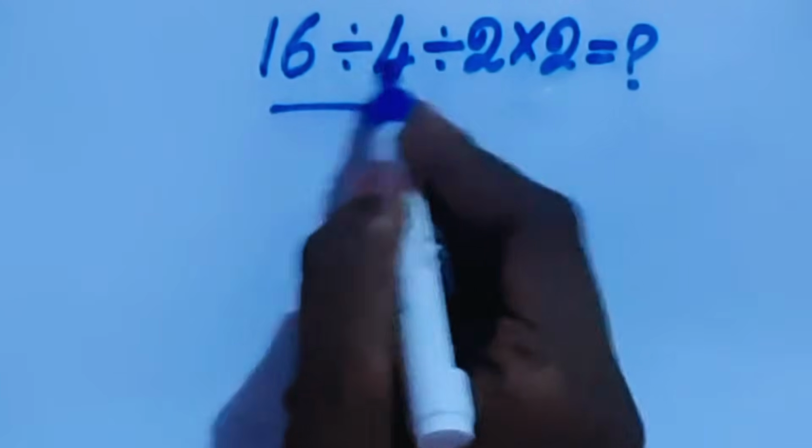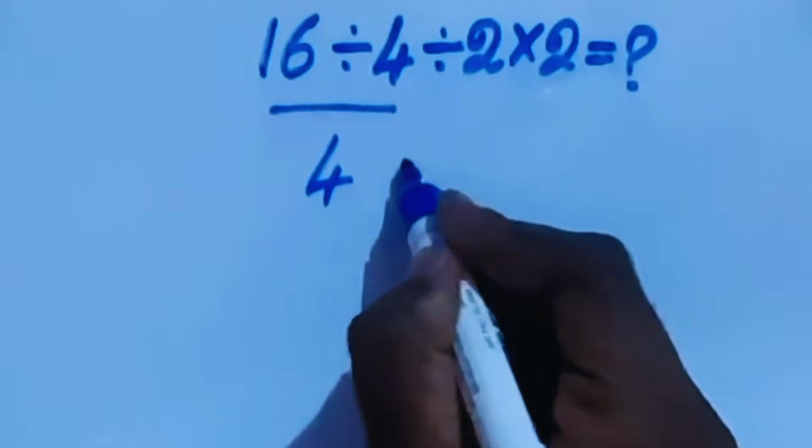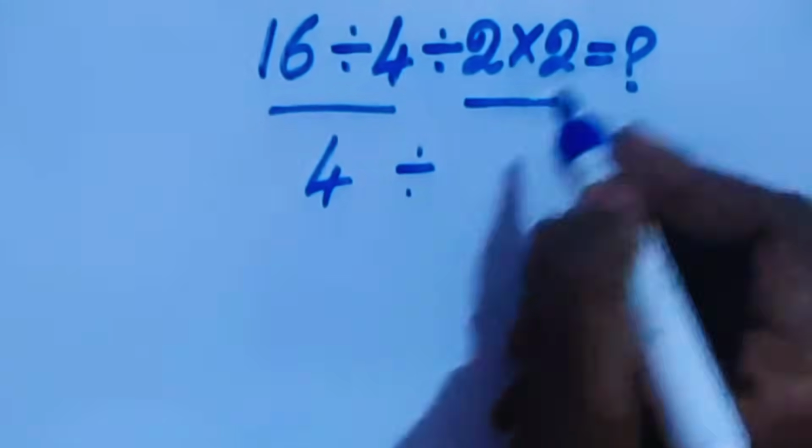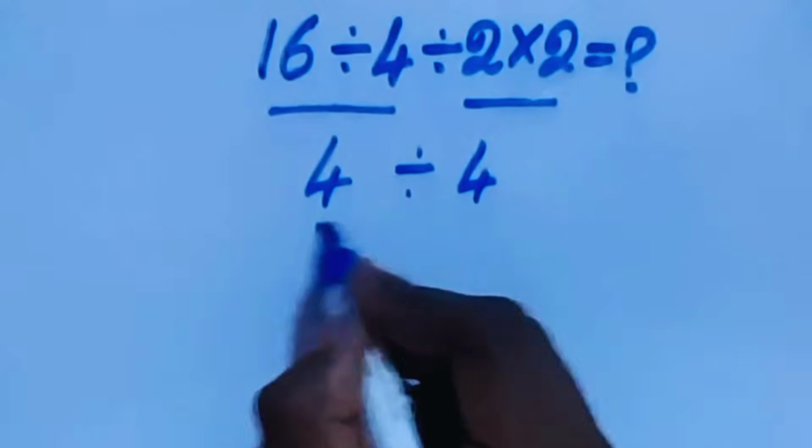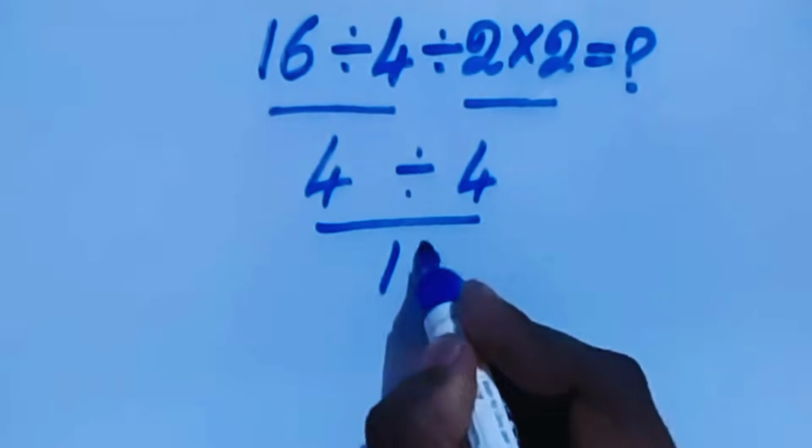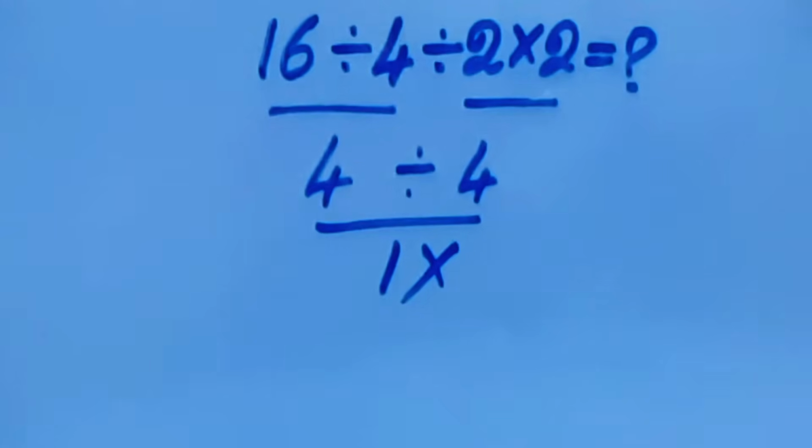Hi guys, here 16 divided by 4 is 4, divided by... here 2 times 2 is 4. Here 4 divided by 4 is 1, which is the wrong answer. As per the order of operations, this 1 is the wrong answer.